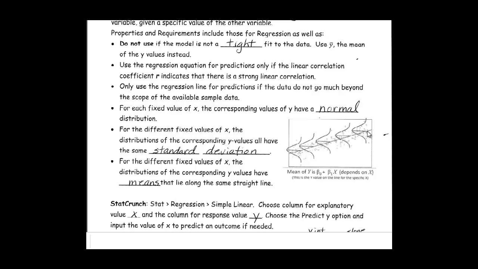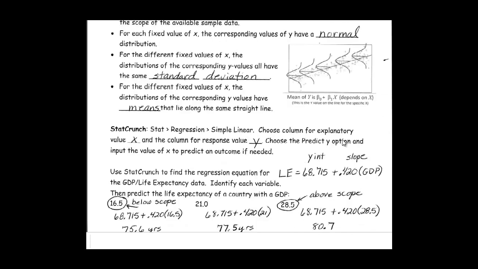For the fixed values of x, the distributions of the corresponding y values have means that lie on the same straight line. In other words, this y on this line is the average of all the y's for that explanatory variable x. I was trying to make that point before when we were talking about the regression line, that it is actually the average of all of these y outcomes from our data. That's what we're hoping for with a tight-fitting set of data.